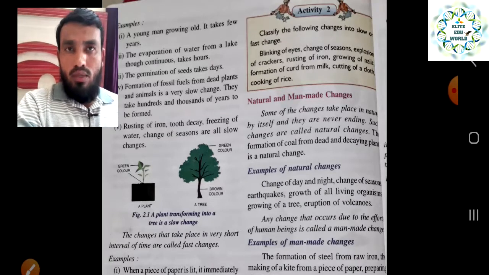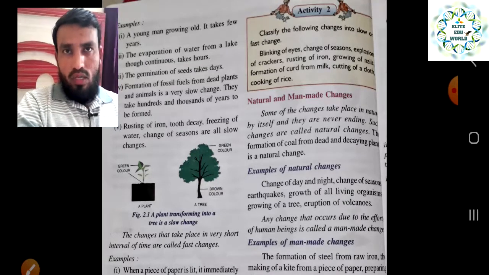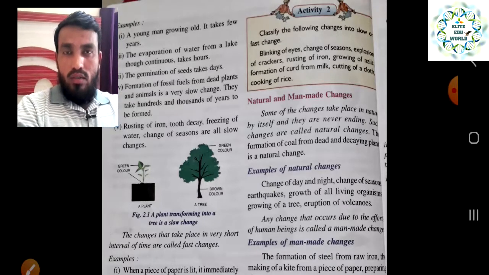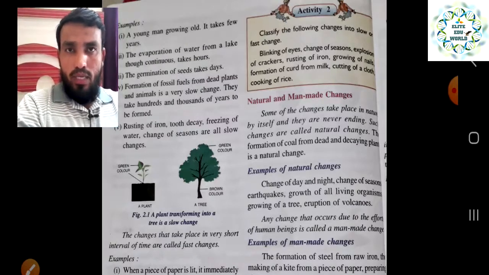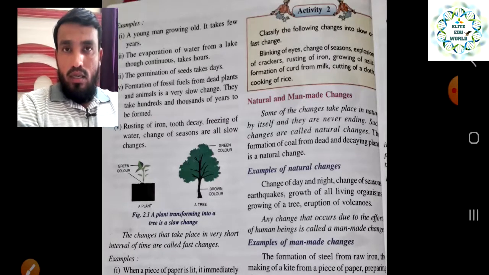And second example, you can take the evaporation of water from a lake, which takes hours. Like the sunlight is there and water is continuously evaporating, and that will be the cause of rain, or the rain cycle. So evaporation by the sun is also a change over a period of time. It takes hours, like 1 hour, 2 hours, 3, 4 hours. It is happening, so you can calculate it by the hours.